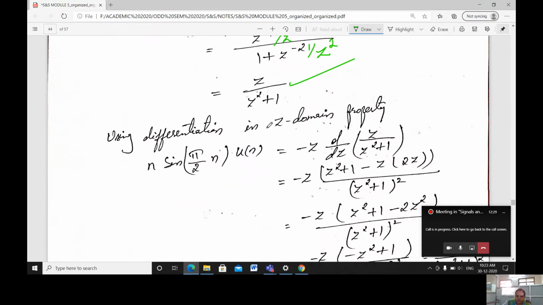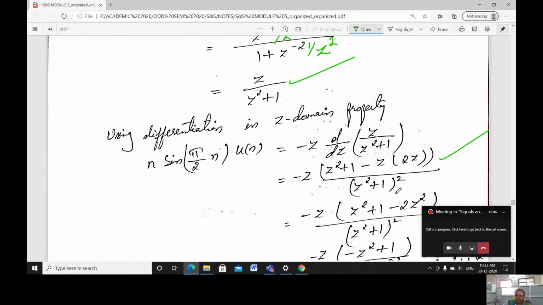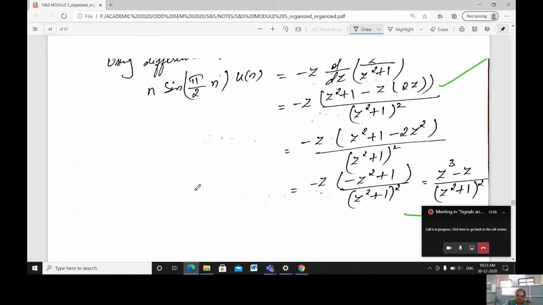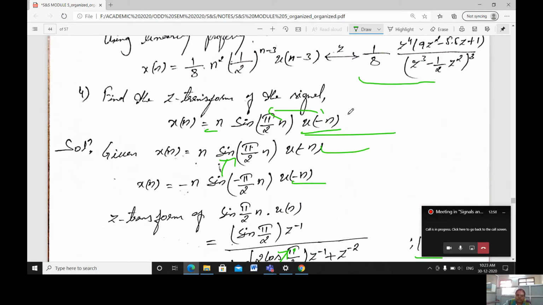Then using differentiation in z domain, n sin pi by 2 n u of n is going to be minus z d by dz of z divided by z square plus 1. Go for differentiation here. I hope you can do that. After simplification, you'll be getting z cube minus z divided by z square plus 1, that whole square. This is the solution for the given problem.